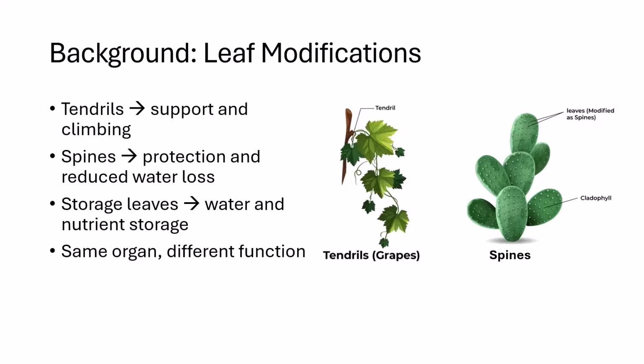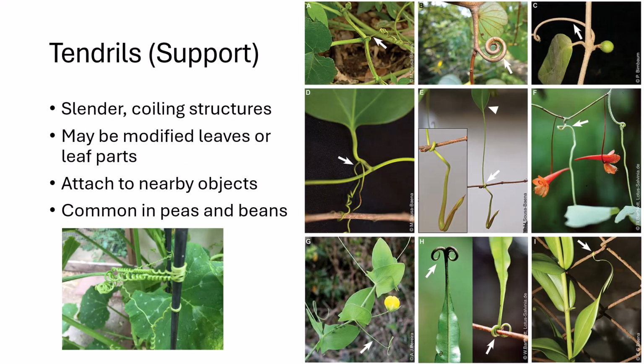In this activity, you will focus on three major types of specialized leaves: tendrils, which help plants climb; spines, which protect plants and reduce herbivory; and storage leaves, which store water and nutrients, especially in dry environments. Once again, this illustrates the principle that plant organs can be modified to meet environmental and ecological demands.